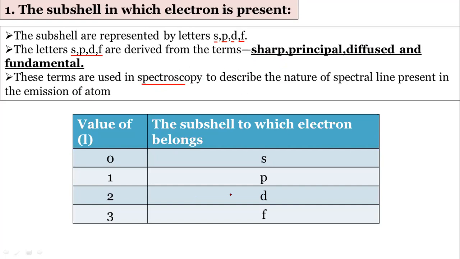Now this table is very important because by using this table, these values we have to remember. For s orbital the value of l is 0. Then for p orbital it has value 1. For d orbital it has value 2, and for f orbital value 3. So 0, 1, 2, 3 for S, P, D, F. We have to remember like this.